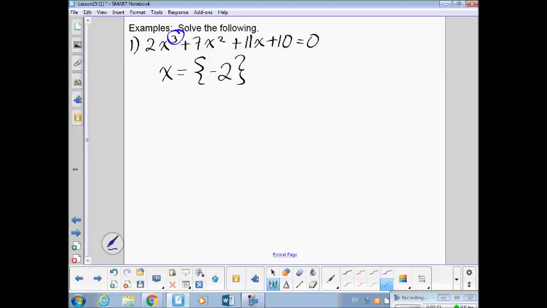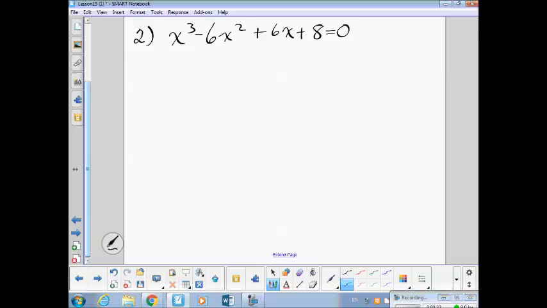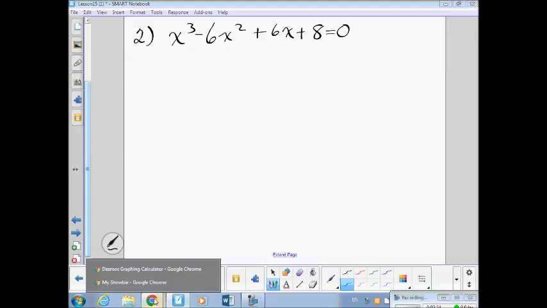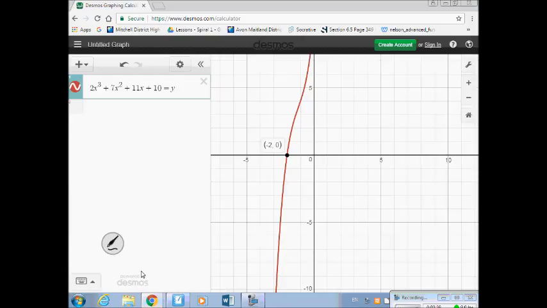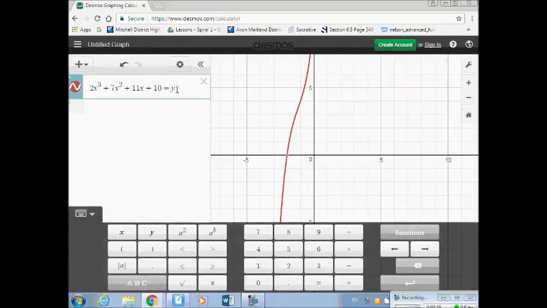Okay, so let's try one more question. This time it's going to be another cubic. So x cubed minus 6x squared plus 6x plus 8 equals 0. Remember, when we go to Desmos, we don't want to enter equals 0. So back to our Desmos app. And here we go. I guess it's just as easy to get rid of all of it.